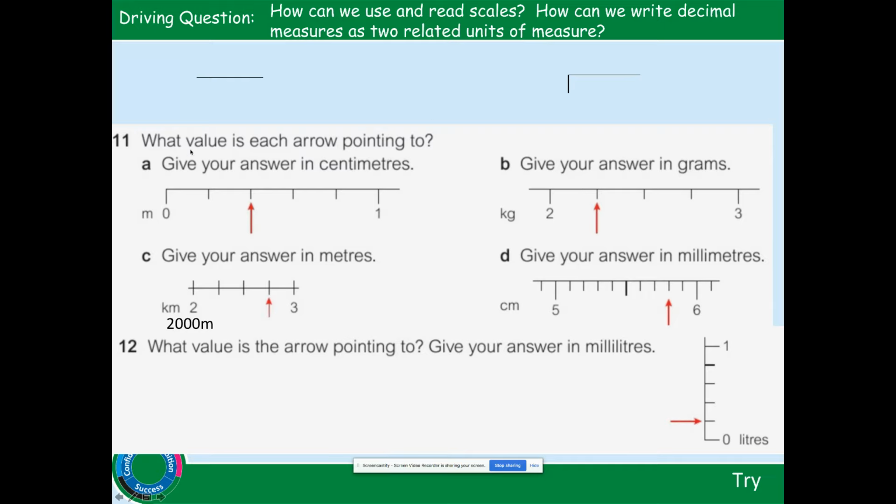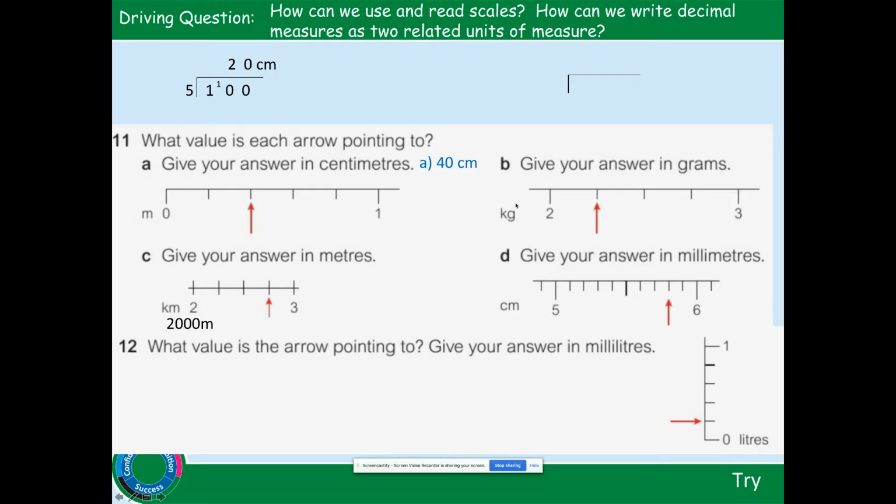Okay, so this first one. What value is each arrow pointing to? Give your answer in centimetres. Our scale is measured in metres. So we think, right, we're going from 0 to 1 metre. So if we converted our metres to centimetres, we know that there's 100. So we could do 100 divided by 5 to find out what our jumps are. 5 into 1 doesn't go, so we put it next to the 0. 5 into 10 goes 2, and 5 into 0 is 0. So it's 20 centimetres each jump. So 20, 40 centimetres. So the answer to A is 40 centimetres.